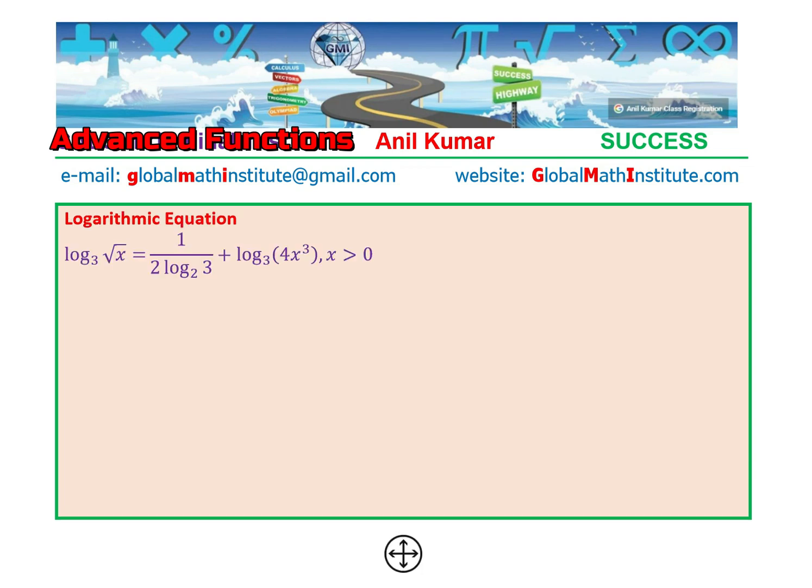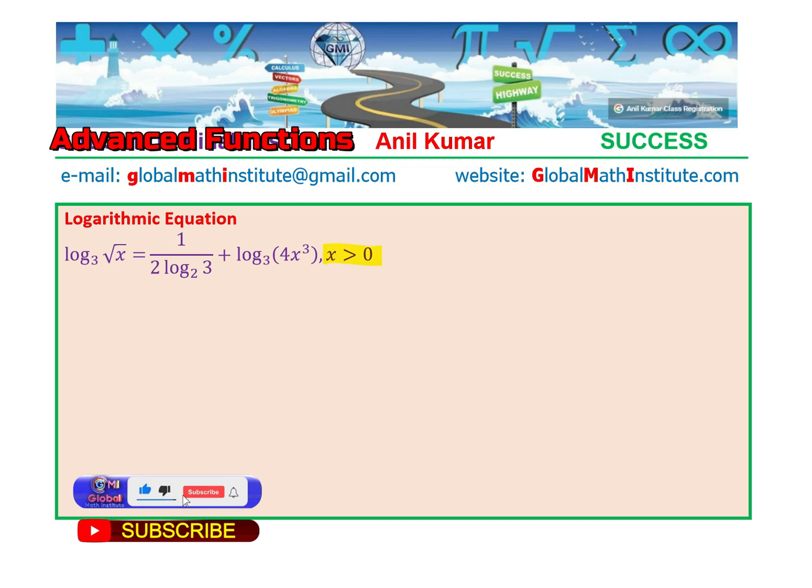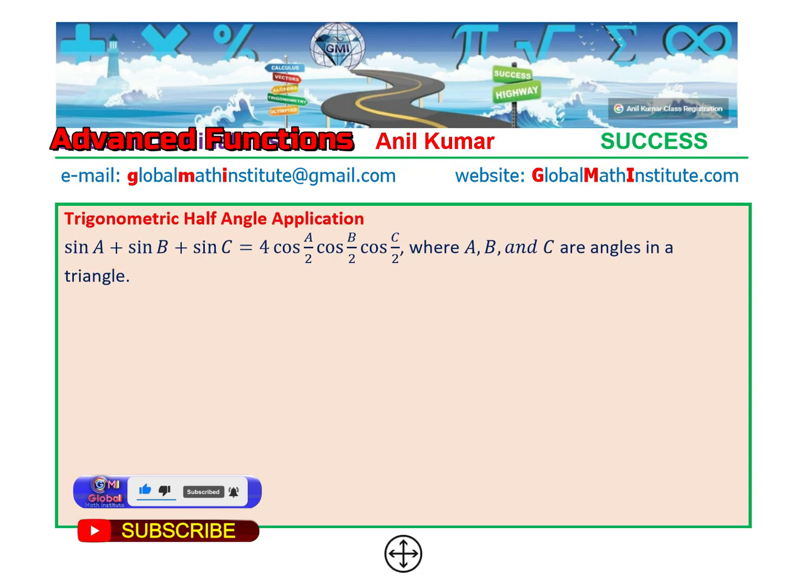Question number 17. Logarithmic equation: log to the base 3 of square root x equals 1 over 2 log to the base 2 of 3 plus log to the base 3 of 4x cubed. You need to solve this, that is, find the value of x, and the value of x should be greater than 0, as you know from its domain, right? Okay, so we are almost at the end. 3 more questions to go.